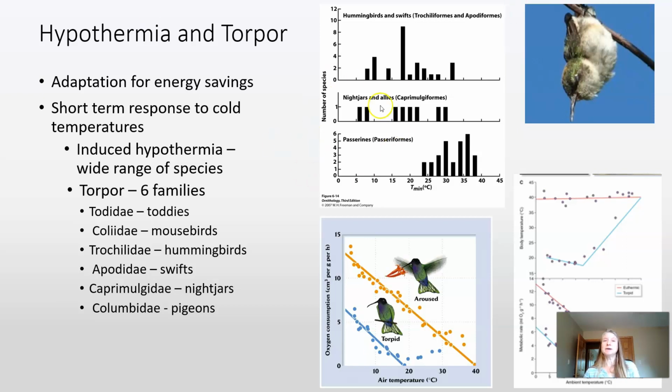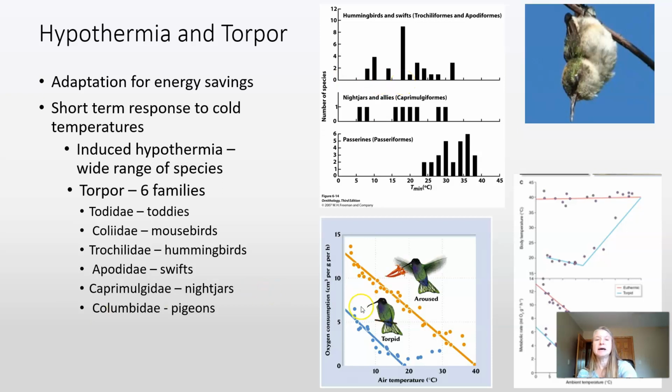So in this graph up here, basically you can see this is the minimum temperature in Celsius. So in Passeriformes, there are a number of species that can actually go into hypothermia at these temperatures. With our nightjars and allies, we see again with low minimum temperatures the number of species that go into torpor. And there's fewer species in Caprimulgiformes, so we have a low number here on the y-axis. And then also with our hummingbirds and swifts, we can see the number of species that go into torpor.